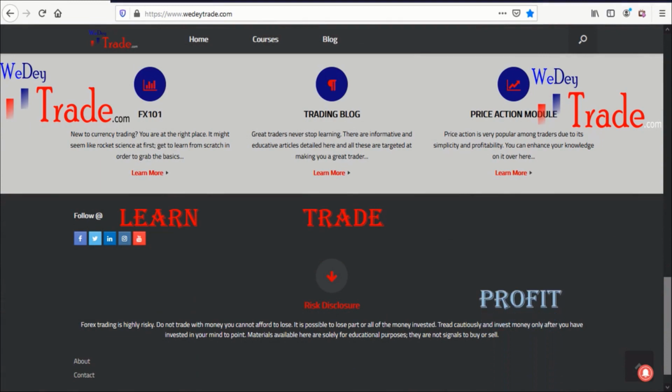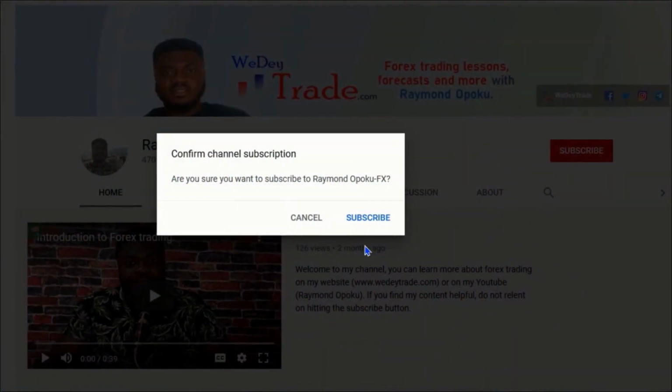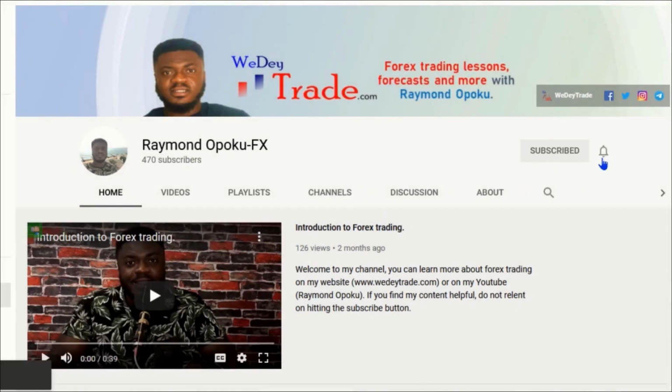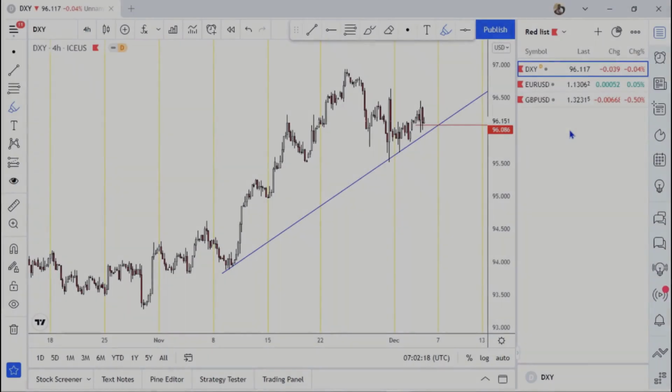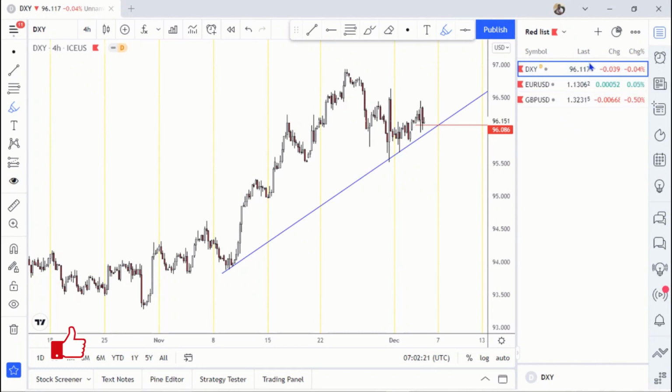For the coming week, we'll be taking a look at the dollar index, the EURUSD, and the GBPUSD. As I've already noted, we have these currency pairs on the watch list for the coming week: the dollar index, EURUSD, and the GBPUSD. Let us dive right in, starting with the dollar index.